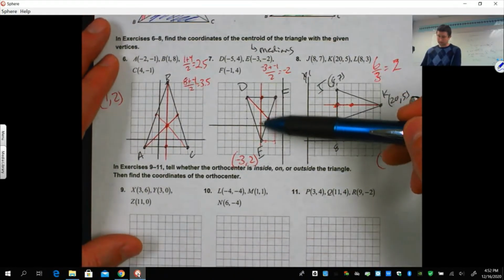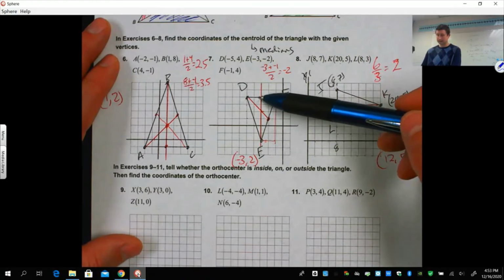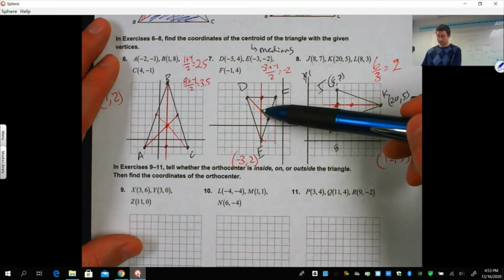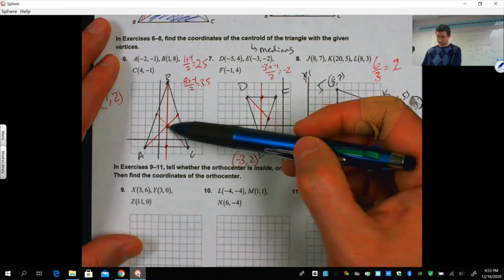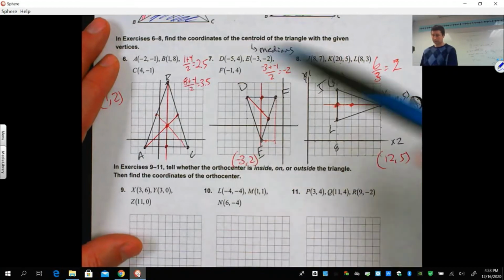Notice this length is also 6, so divided by 3, you get 2. So from the side, it should be 2 units. This length is 1, 2, 3, 4, 5, 6, 7, 8, 9. Divided by 3 is 3, so it's 3 units up from that side.